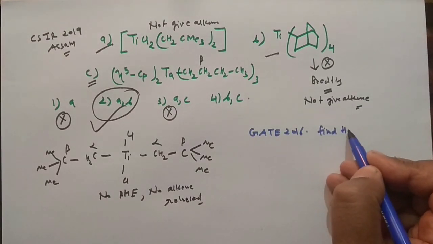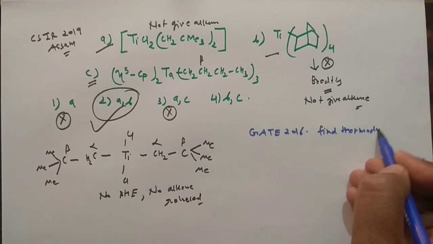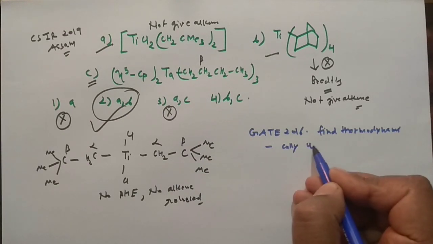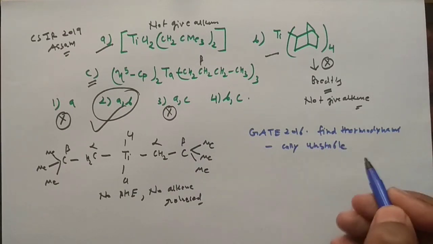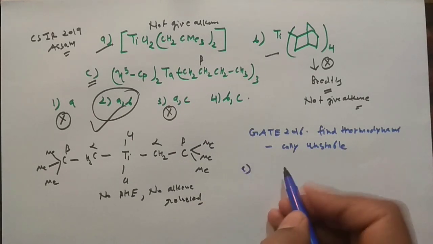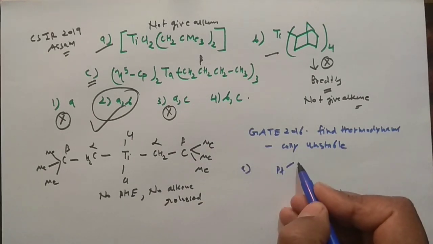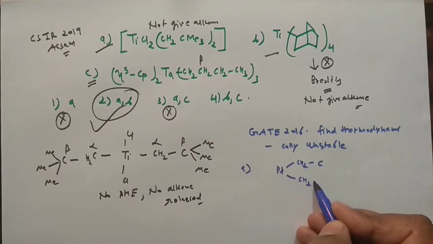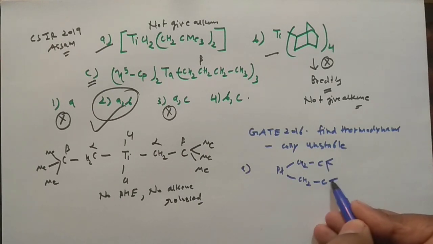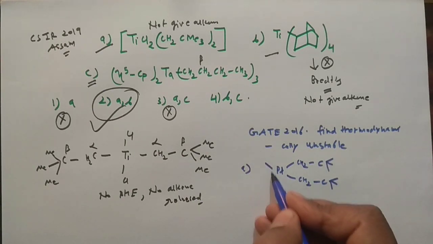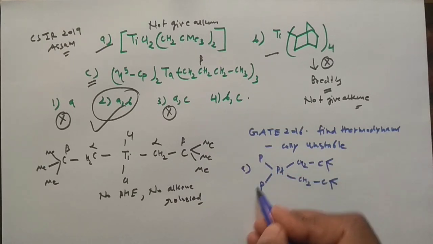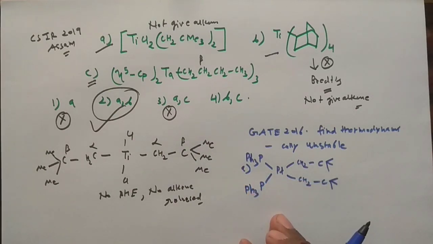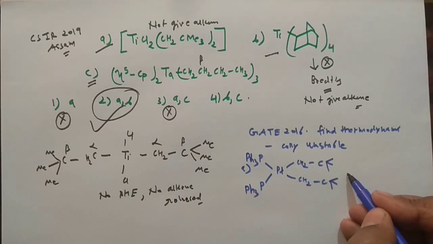Find the thermodynamically unstable complex. They have given the different options. A: platinum connected with CH2 and CH2, carbon and carbon, all three carbons having three different groups. Then phosphorus, PPh3, PPh3, triphenyl phosphine. This was the first complex they have given, and then they have given the second complex.